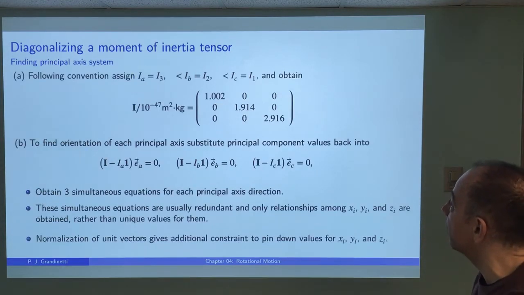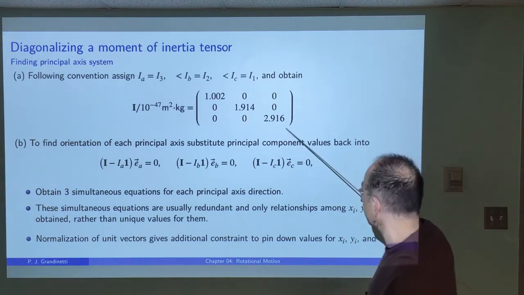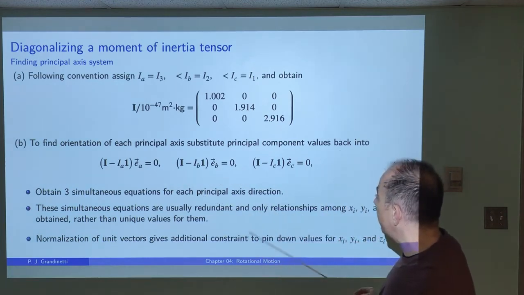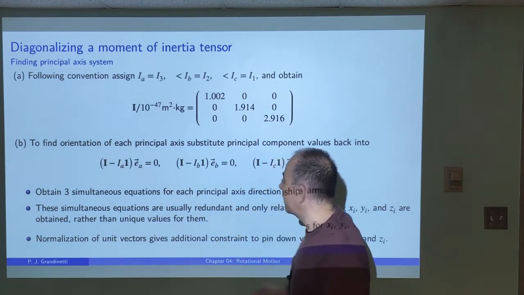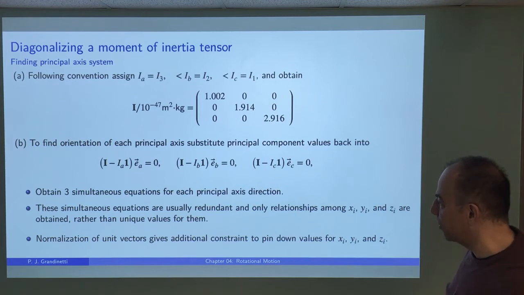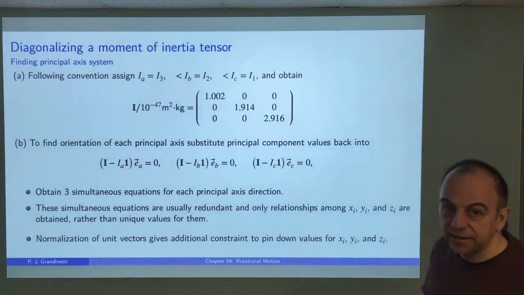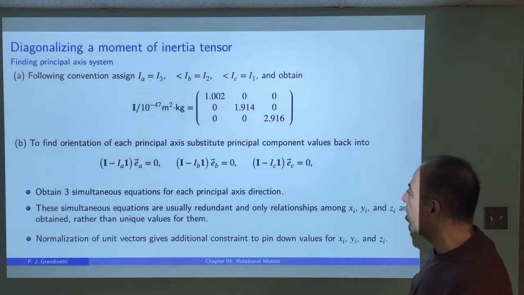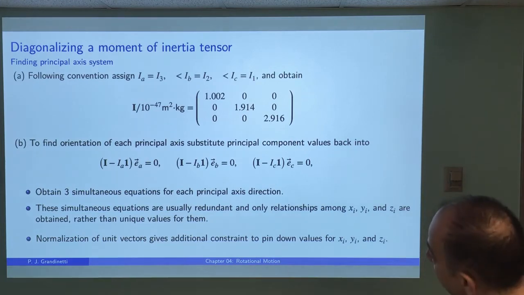Let's look at how we're going to get the orientation. So we have this diagonal matrix now for the tensor in the principal axis system. To find the orientation of EA, EB, and EC, we need to take our original matrix and subtract out along the diagonal IA, and we're going to get a set of equations that we're going to solve to get the direction of EA. Okay. Now these equations that we get in this case are going to be redundant, so we won't be able to solve for exact values for the X, Y, and Z components of the vector, but we will be able to get a direction with some normalization. So let's take a look at how we do that.